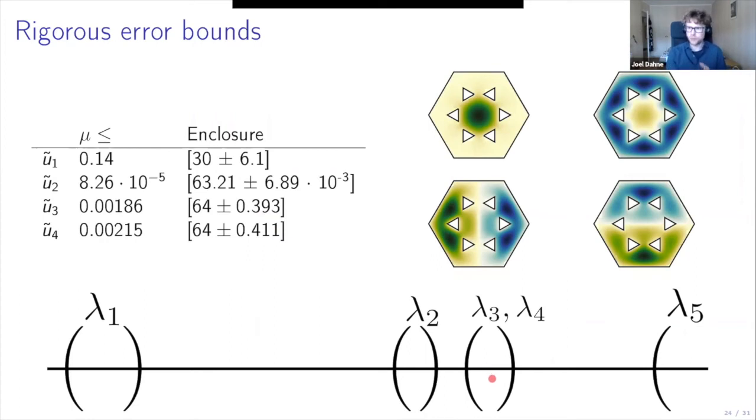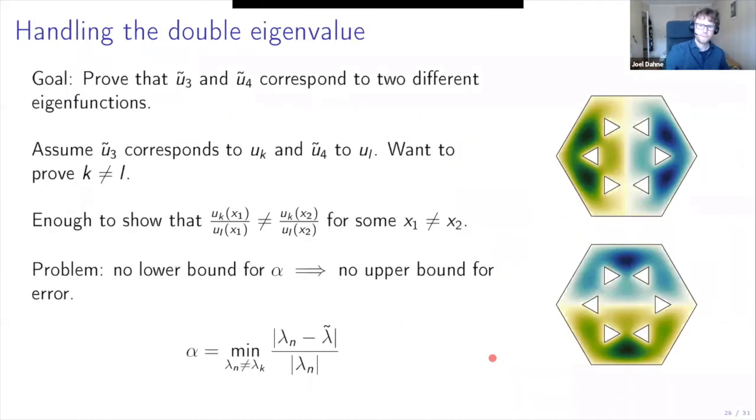So now we're closer to proving the index. We just have to handle that. We need that to prove that there are two eigenvalues here. Okay. So how should we handle this double eigenvalue? We want to prove that u3 tilde and u4 tilde correspond to two different eigenfunctions, so that they're not approximations of the same eigenfunction. Numerically, this is obvious. These are definitely not linearly dependent on each other. So numerically it's obvious, but we still need to prove it rigorously.